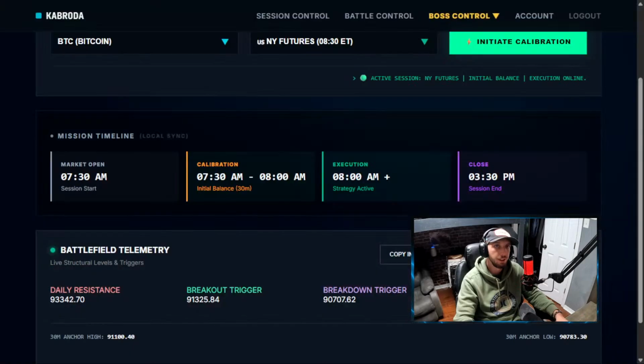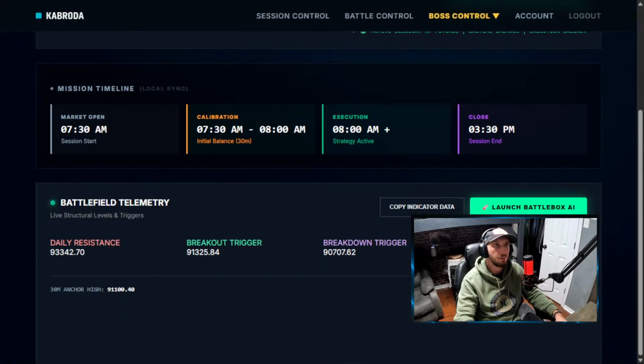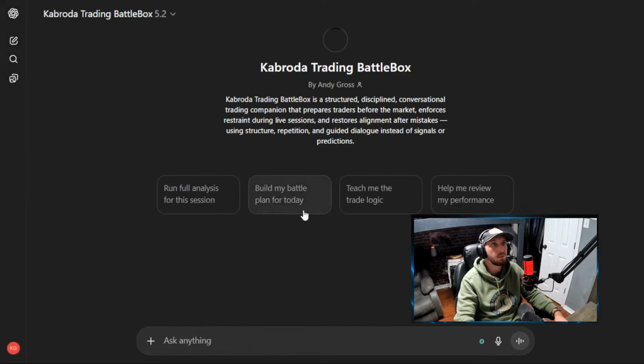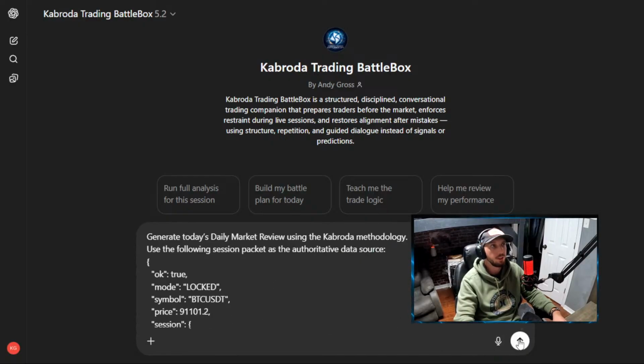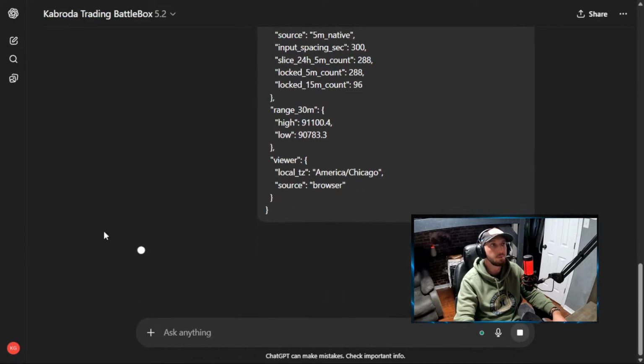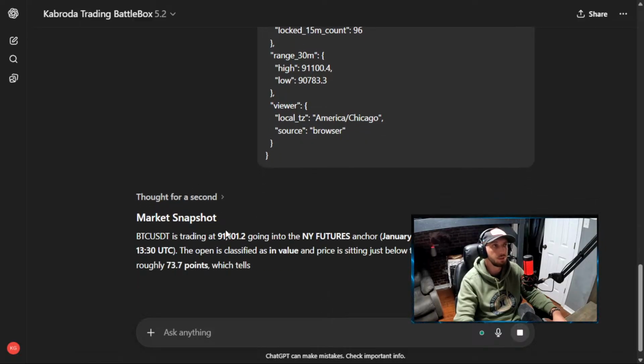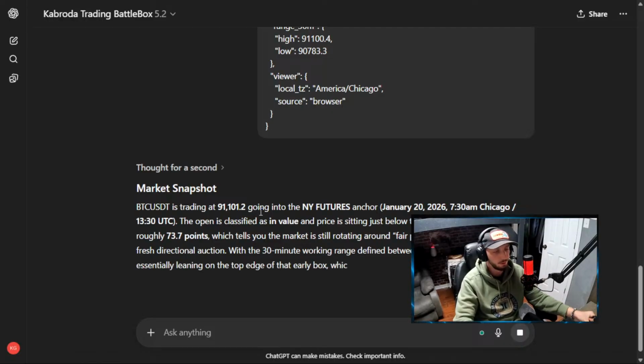So we're going back to our Kuroda.com here, and we're gonna launch our Battle Box. This green button right here next to the indicator, you hit Launch Battle Box AI. It'll copy the prompt, so if you already have the GPT open, you can just paste it in. We don't, so we're going to proceed to terminal. This opens up our Battle Box AI. Throw in what you copied, and it'll generate a DMR, which stands for daily market recap. Get some more coffee while it's loading.